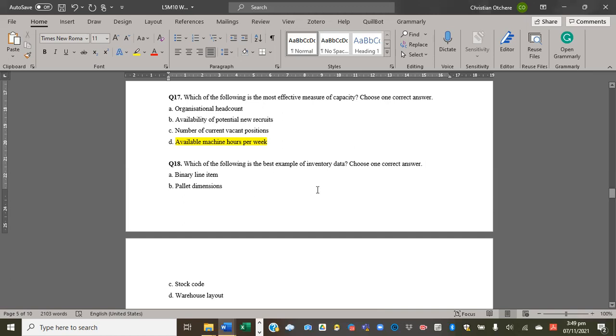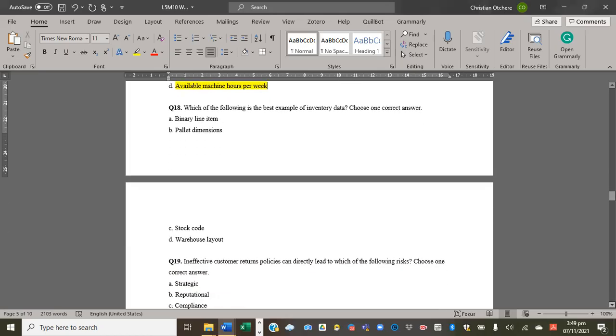Okay, which of the following is the best example of inventory data? Choose one correct answer. Inventory data. Binary line item, pallet dimensions, stock code, warehouse layout. I think binary line item. Okay. Who else? Usually stock code. Stock code is the best example of inventory data. You know.